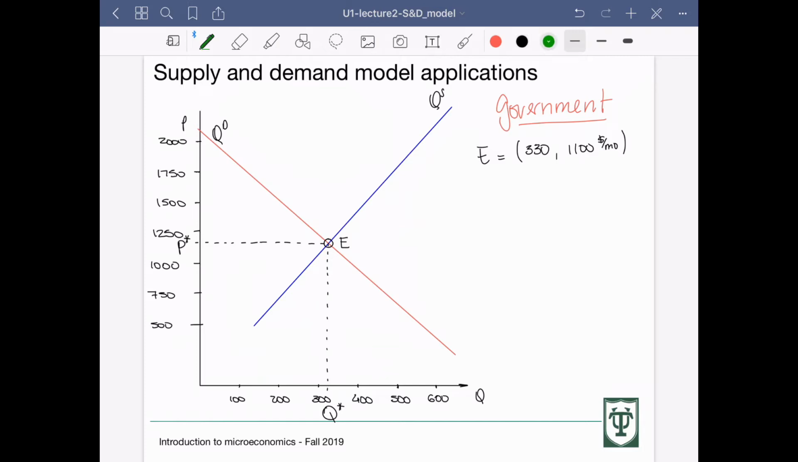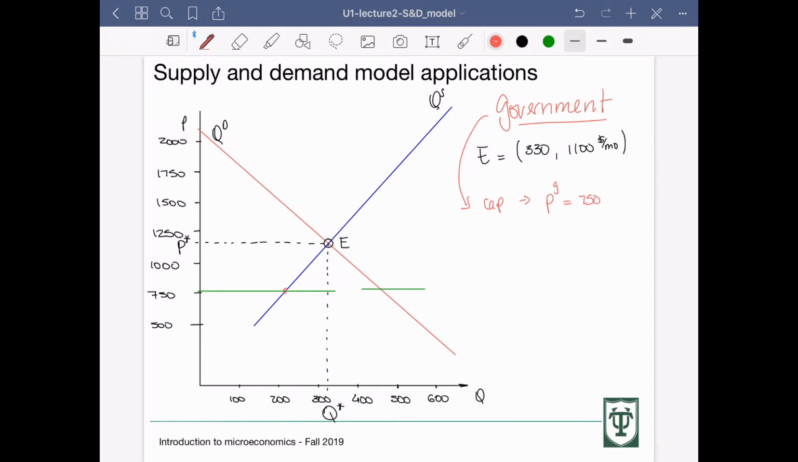Now, imagine that the government decides that rent is too high in this neighborhood and we need to do something about it. So they decide to put a cap on the rent price. But when the government sets a price cap, it tells us that the price set by the government is the market price now.